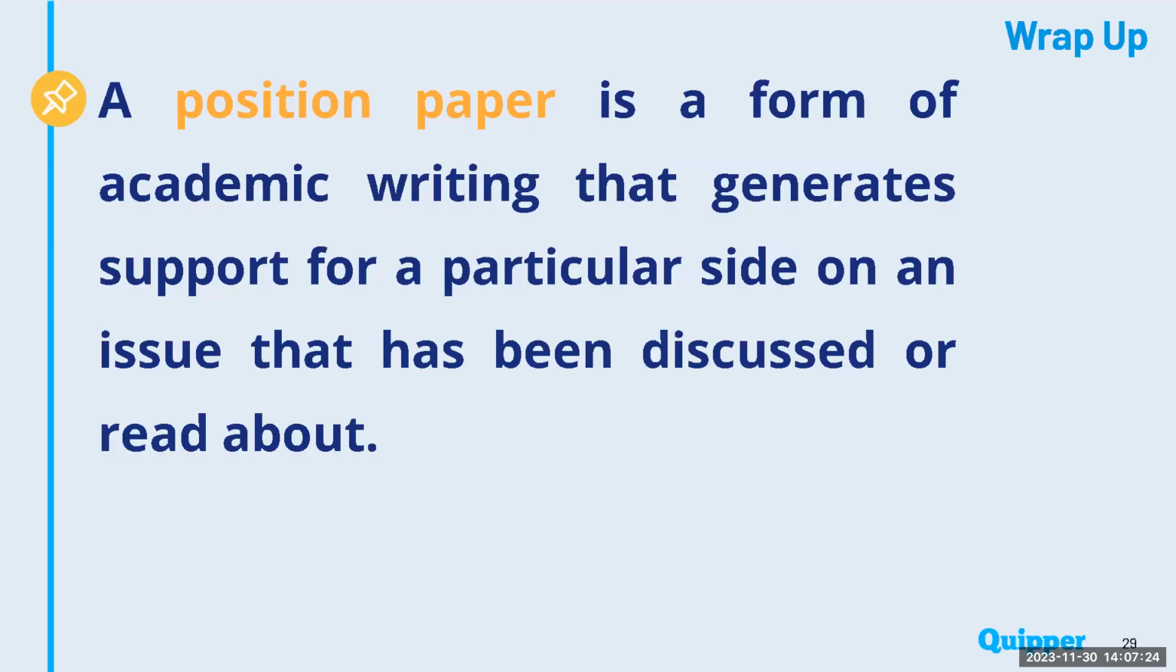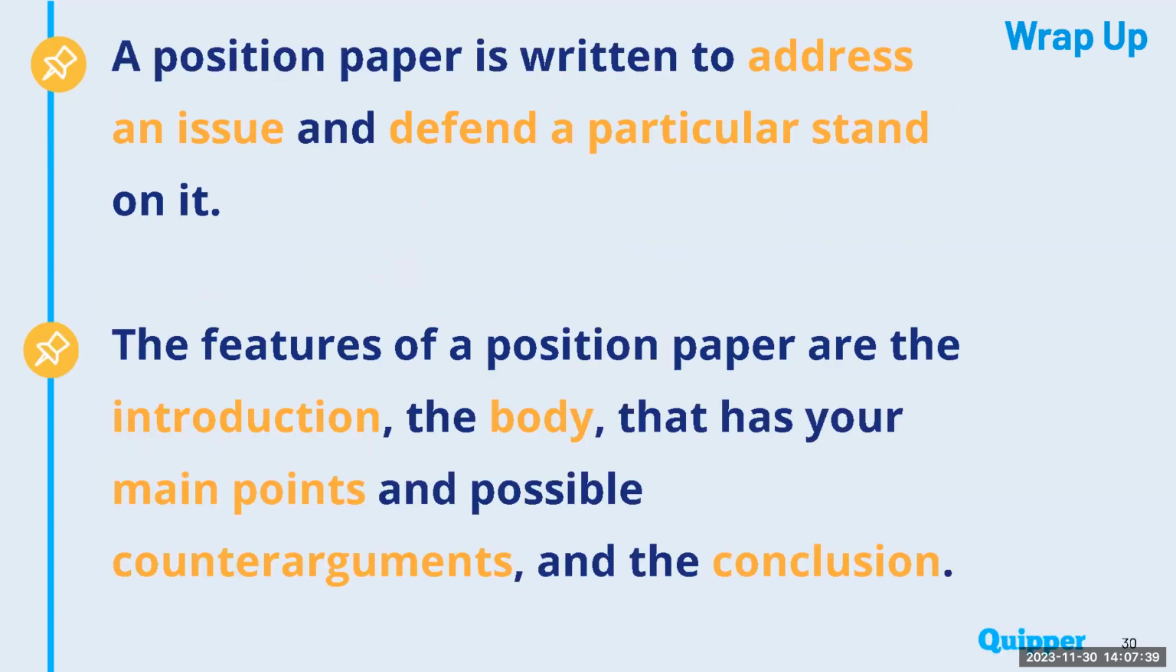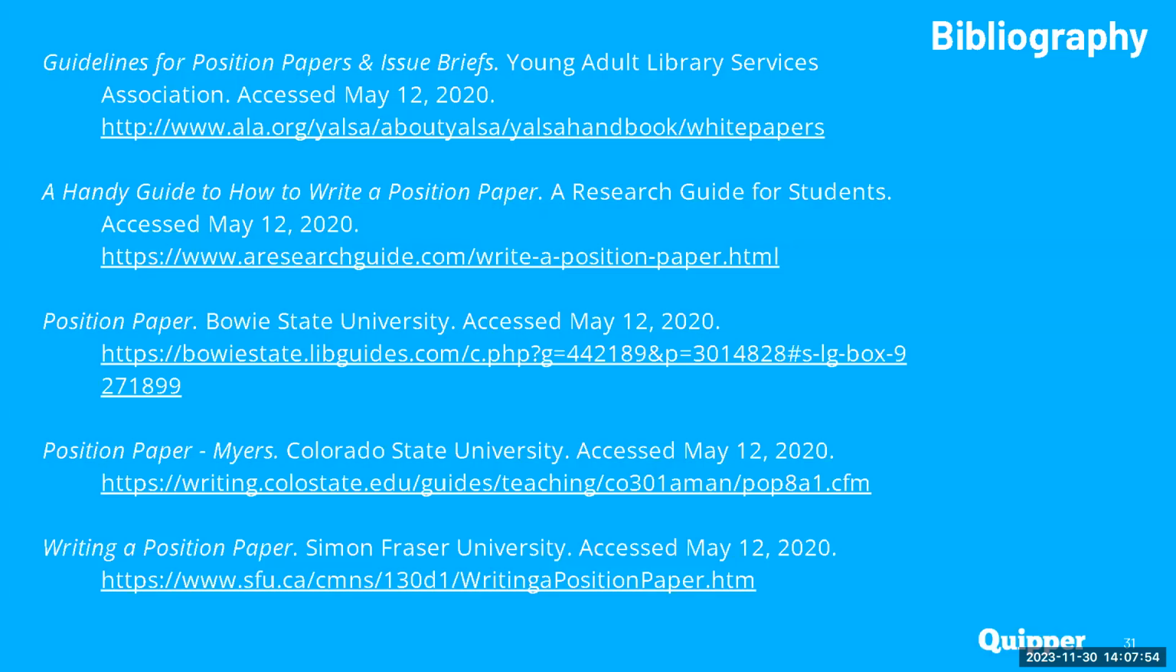Okay, let's try to wrap things up. Let's remember that a position paper is a form of academic writing that generates support for a particular side on an issue that has been discussed or read about. A position paper is written to address an issue and defend a particular stand on it. The features of a position paper are the introduction, the body that has your main points and possible counter arguments, and the conclusion.